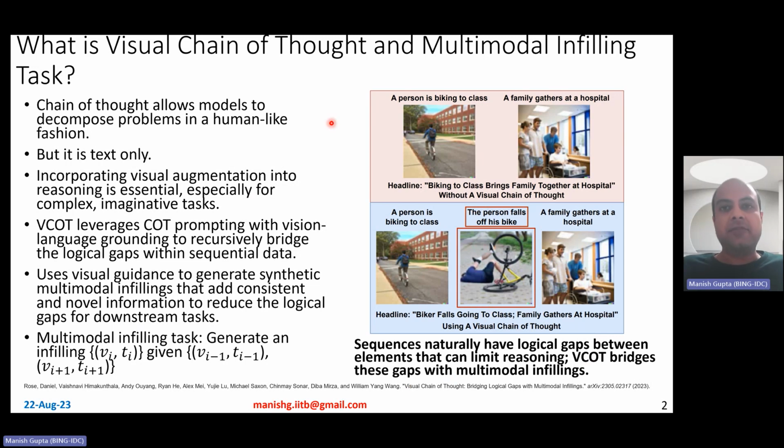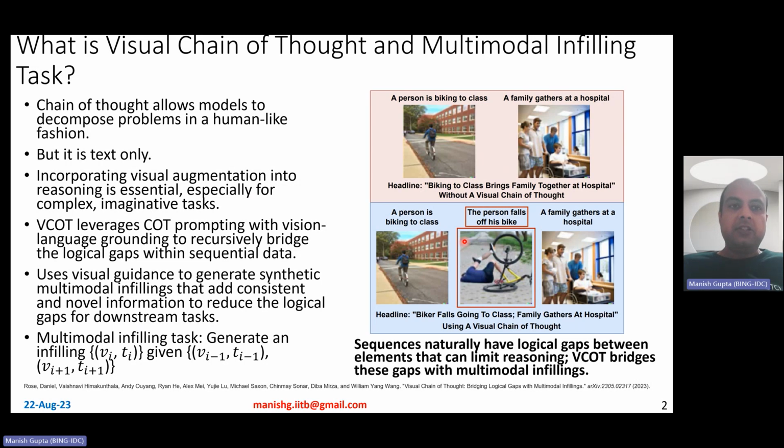Now, chain of thought has allowed models to decompose problems in a human-like fashion and therefore come up with really awesome outputs. However, it is text only for most of the models, right? So incorporating visual augmentation, as you see here, into reasoning is essential, specifically for complex and imaginative tasks. Even humans imagine visually and then try to complete long form text generations.